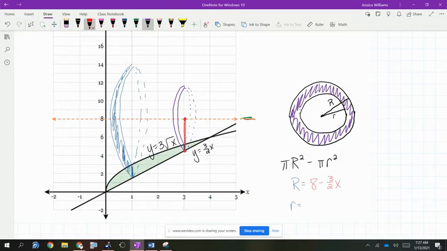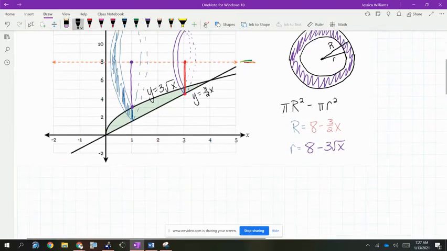And then it's going to be identical for the inside radius. The inside radius starts at your axis of rotation and just goes to your inside curve, the one closest to your axis of rotation. So this one would be 8 minus 3 root x. And now I'm just doing areas of circles and subtracting them away. So big circle minus little circle.